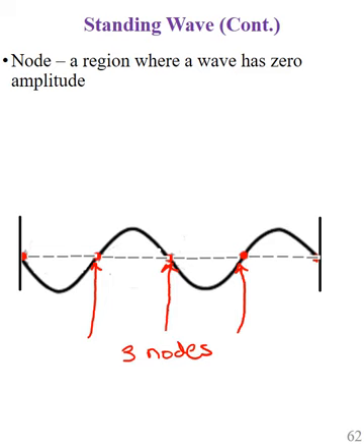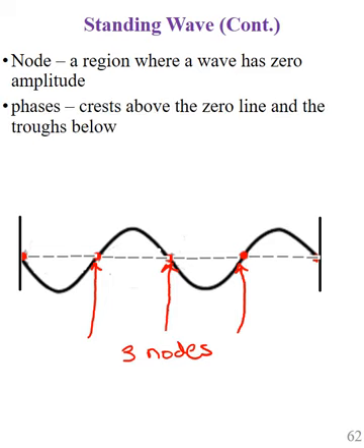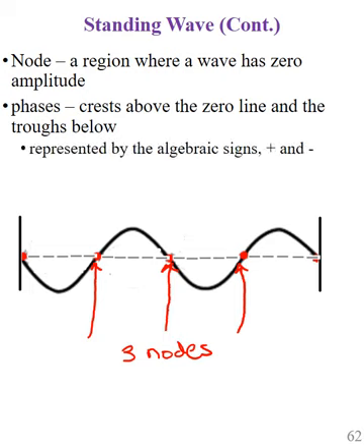The second part of a standing wave is what is known as phases. These are the crests above the zero line and the troughs below, and they are represented by the algebraic signs positive and negative. On the top of the dashed line, you have the positive phase, which means these humps are positive. The phases below the dashed line we denote with the negative sign. So the humps below are the negative phases.